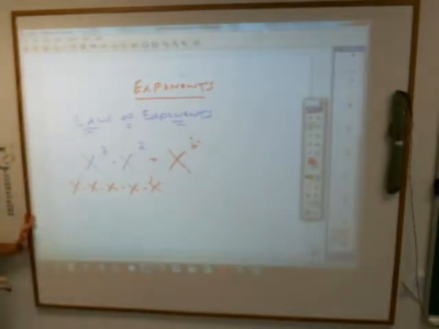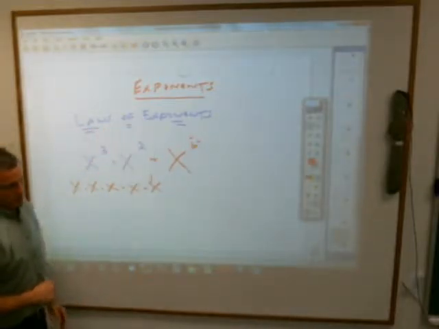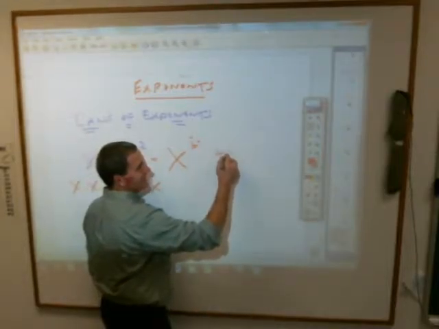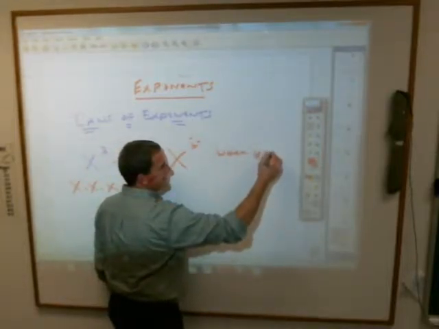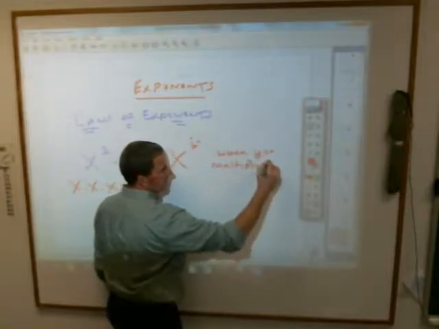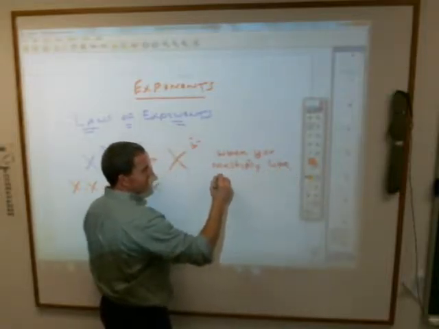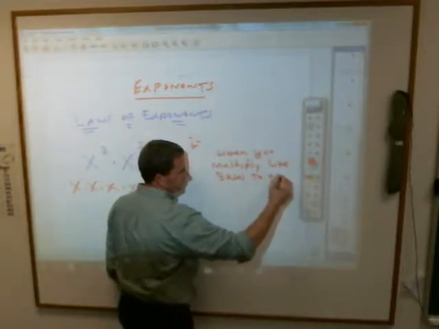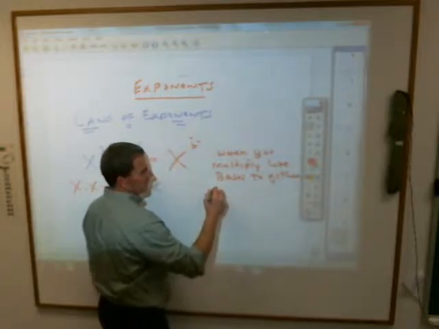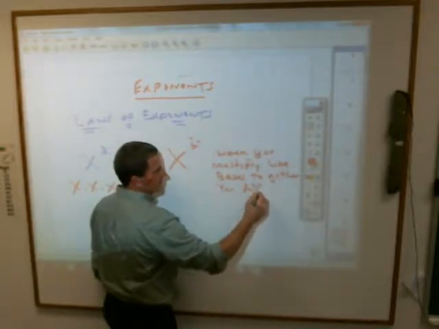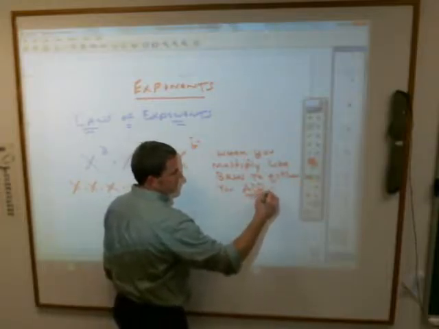The rule for laws of exponents is this, and this is what you should make sure you write down. When you multiply like bases together, you add exponents.